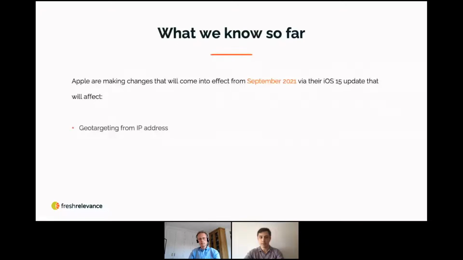So what do we know so far? Apple are making changes that will come into effect from September 2021 via their iOS 15 update that will affect geo-targeting from IP address, invisible pixels, preloading images in email. And we'll go through each in the next slides.